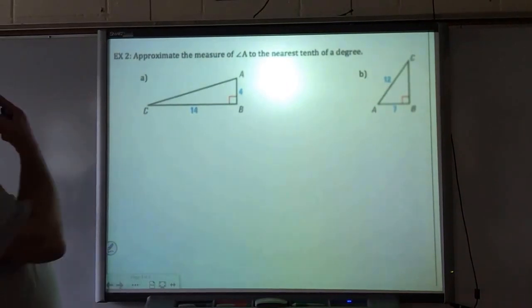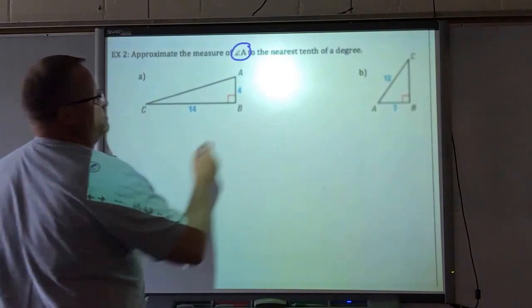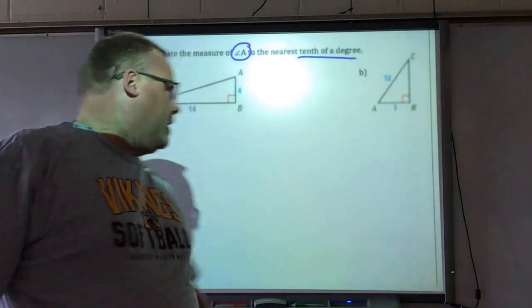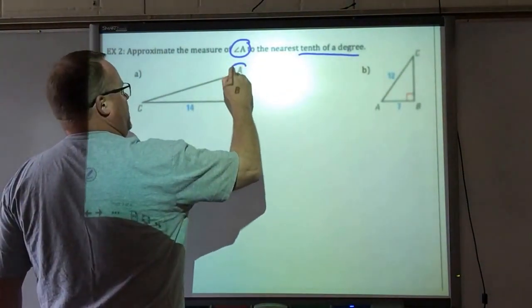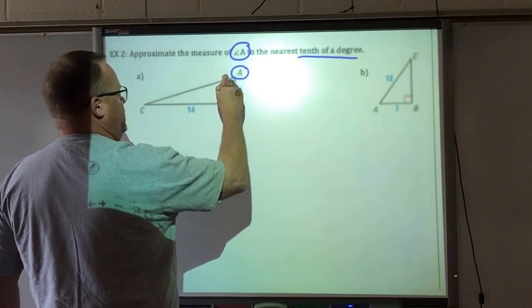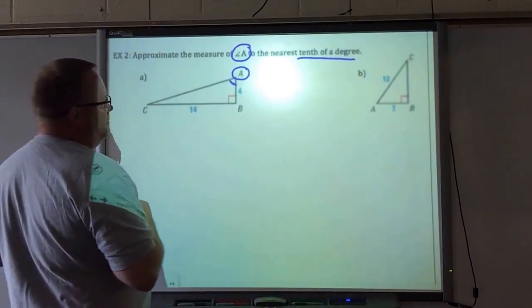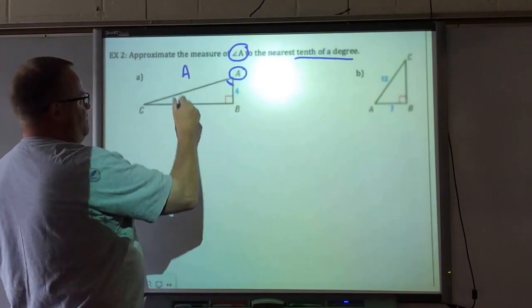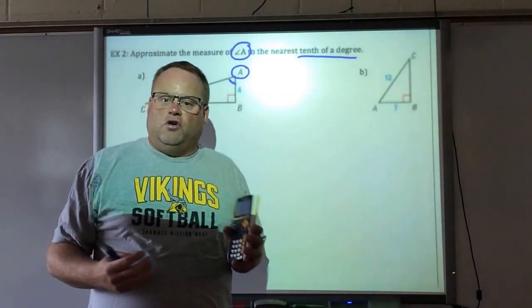So here we go. Approximate the measure of angle A. So we're going to find the measure of A to the nearest tenth of a degree. That's what we're looking for. If I'm looking at the measure of angle A, this is the angle that I want right here. Well, what do I have? I've got an adjacent to angle A. I've got an opposite side.